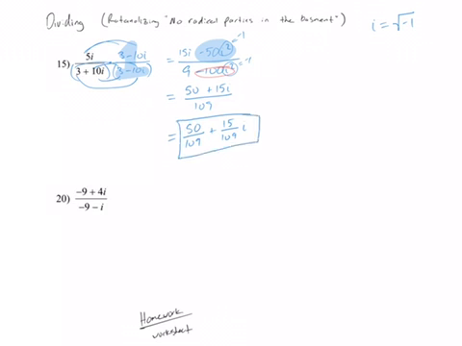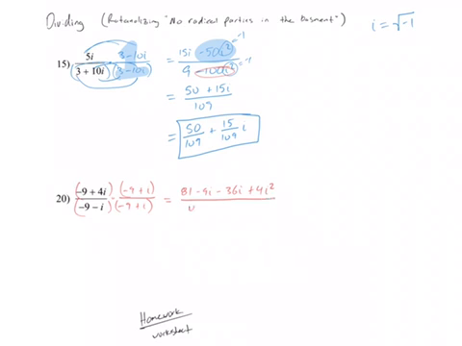One more, just where we have to FOIL the top and the bottom. I'm going to multiply this by the conjugate of the denominator, so it's going to be negative 9 plus i. So FOIL the top, FOIL the bottom. The top you get 81 minus 9i minus 36i plus 4i squared.